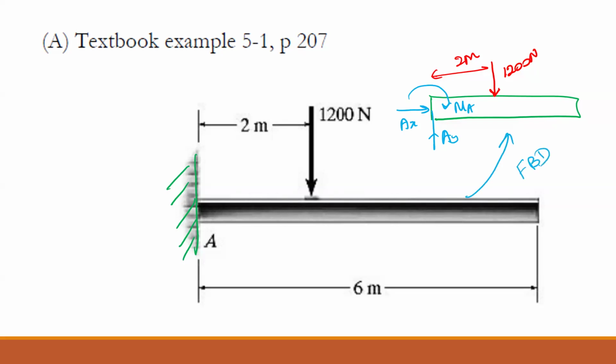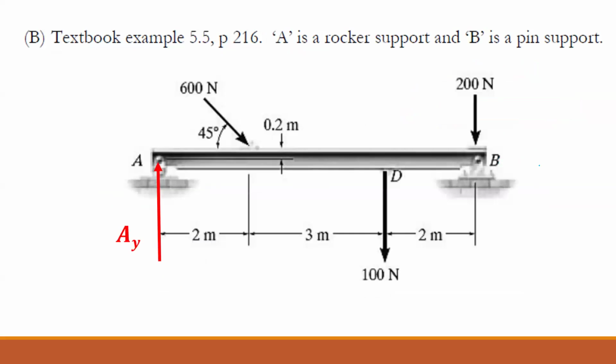Are we good? Yep, all good. So here they say A is a rocker. Rocker means like this. And B is a pin. So B should have two unknown forces, like this: By, Bx. B is a pin.